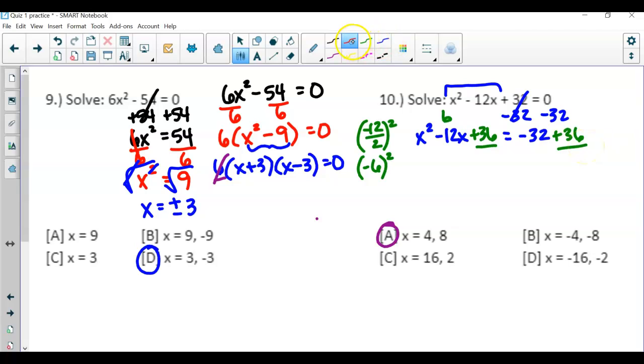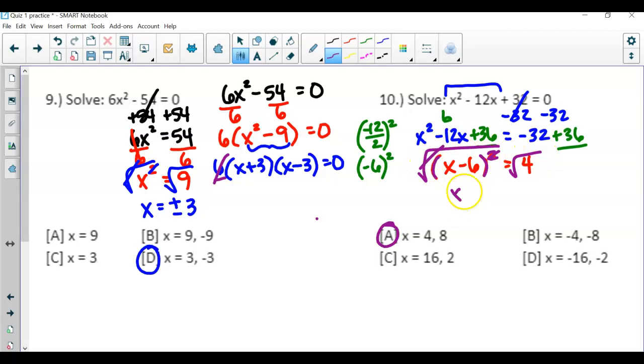So now I can write my left side as a perfect square. This becomes x minus 6 to the second power, because -6 times -6 is +36, and -6 plus -6 is -12. Then here, -32 plus 36 is +4. Now we can go through and solve, but I can't add 6 yet, because it's inside of the parentheses. So to get rid of that, we have to get rid of our exponent. That's squared. So take the square root.